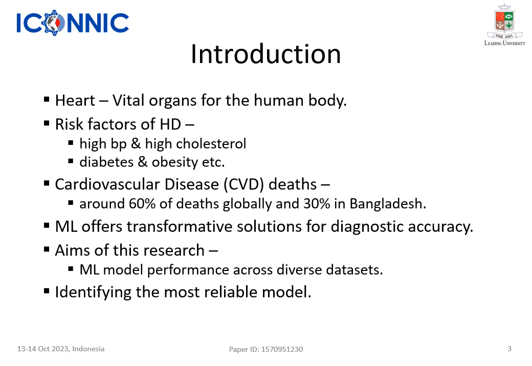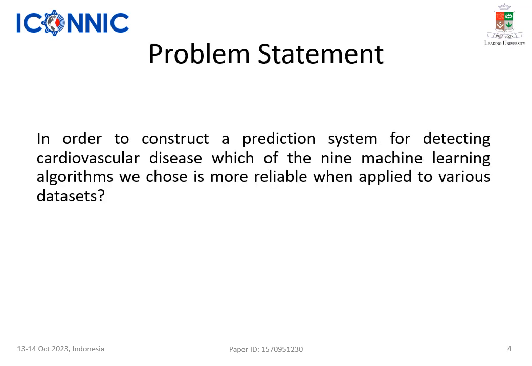We aim to assess the robustness of machine learning algorithms for cardiovascular disease detection across diverse clinical datasets. This involves evaluating the performance among models we selected such as logistic regression, decision tree, random forest, gradient boosting, naive Bayes, k-nearest neighbor, support vector machine, multi-layer perceptron, and extreme gradient boosting, and identifying the most reliable one. In order to construct a prediction system for detecting cardiovascular disease, which of the nine machine learning algorithms we choose is more reliable when we apply to various datasets? This question lies at the core of our research, and we will explore it in depth throughout our presentation.